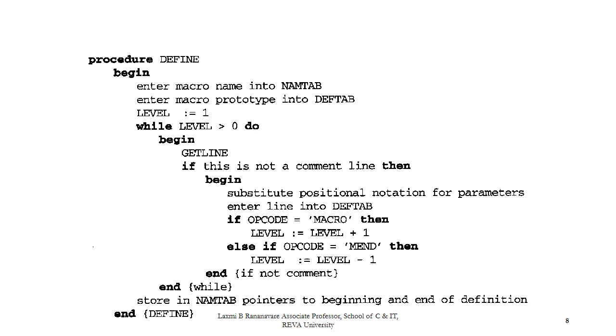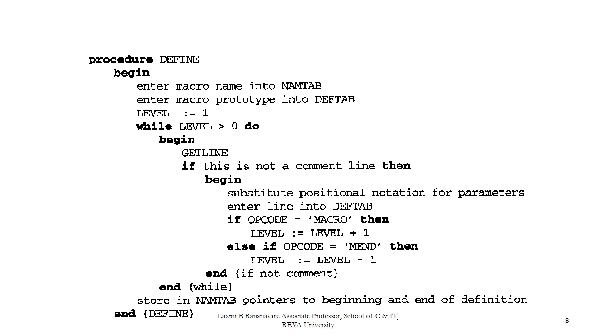Then we check whether it is a comment. If it is a comment line, then we are not going to store it in the expanded code, and not in the define table. If it is not a comment line, then we are going to substitute the positional notations for the parameters. Wherever the statements refer to the parameters, those are replaced with a question mark followed by the position of that parameter. That's what we have seen in the previous example. Then you have to enter that line into the define table.